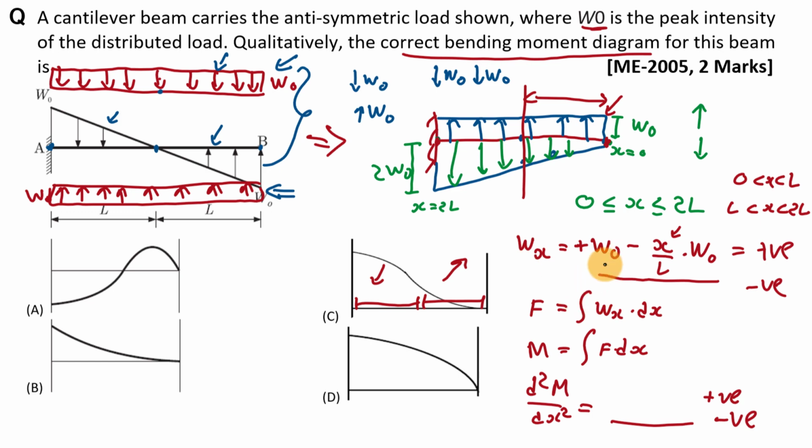So from here we can also find this bending moment diagram, and here our answer is option C. I hope that you understand how to find the bending moment diagram and how to decide the curvature of this bending moment diagram.